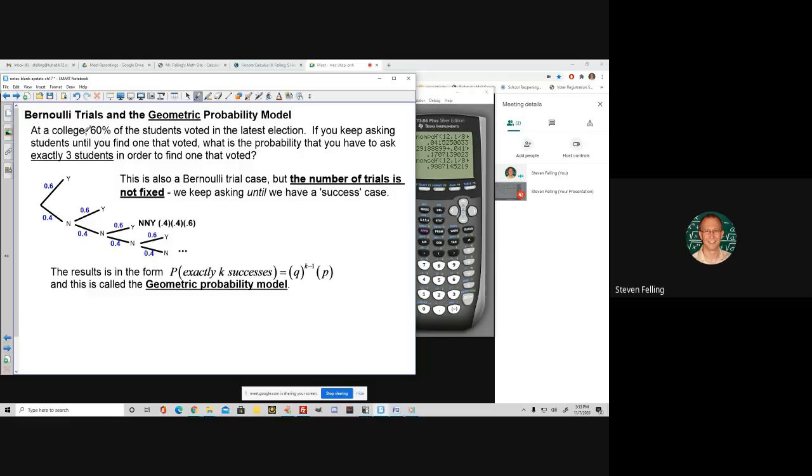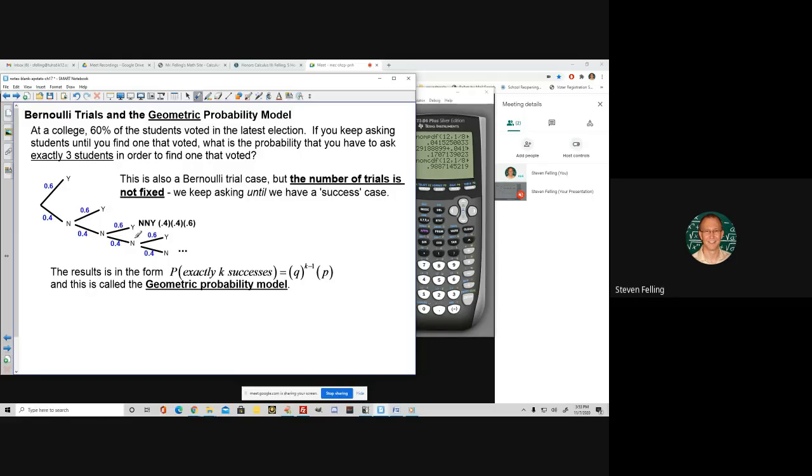In this case, instead of talking about the probability of a number out of a number being successful, this is going to be the probability that the first success occurs on a specific trial in the order. Okay, so let me give you an example. At a college, the same setup, 60% of people voted, but instead of interviewing 3 students, we're just going to keep asking students one at a time until we find the first one that voted, and then we'll stop. And then we're going to ask, what would be the probability that I have to ask the third student? It would take the third student to be the first one that told me yes, they voted.